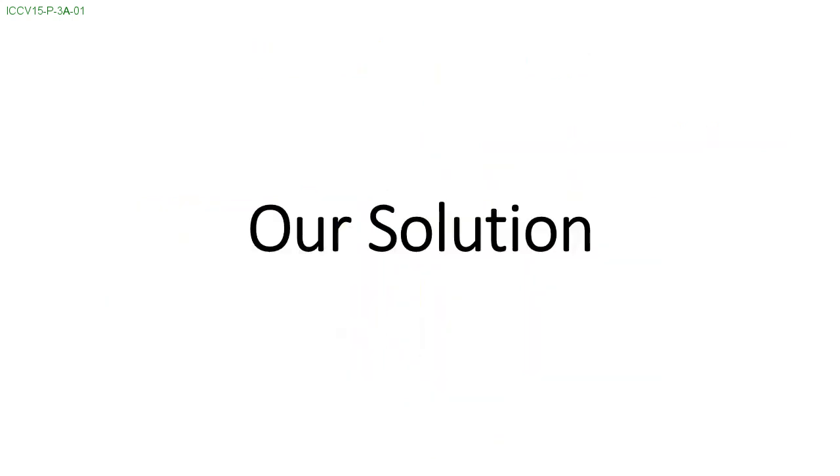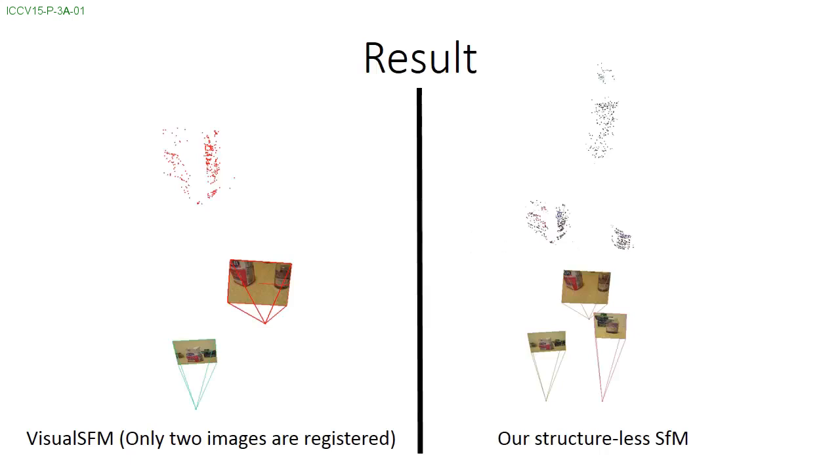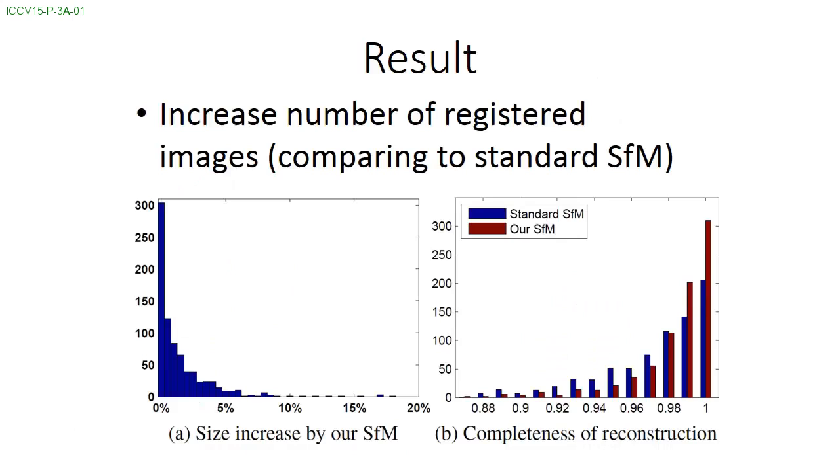To solve this problem, we propose a set of minimal solvers that estimate the camera pose between a generalized camera and a pinhole camera. In the experiment, our method successfully registers all 3 images. Moreover, our new structure from motion method can improve the number of registered images compared to standard structure from motion.